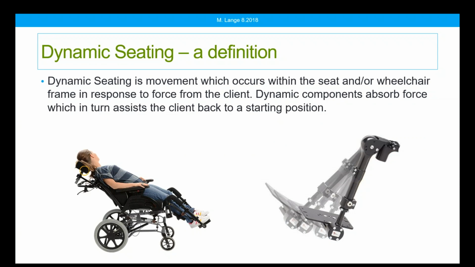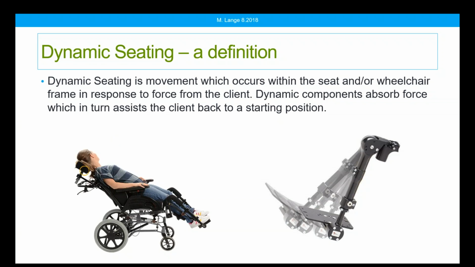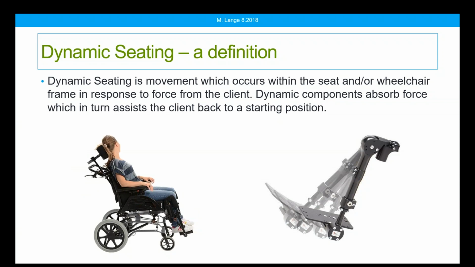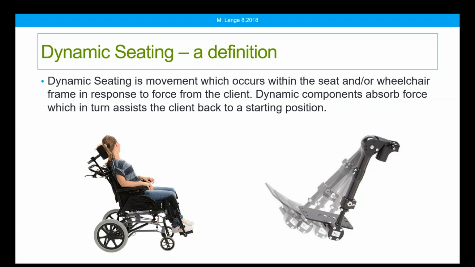So just what is dynamic seating? Depending on where you look for that answer, you might see a variety of different definitions. Dynamic seating can be used in a number of different ways. But for the purposes of this webinar and the area of technology we're focusing on, we're going to use this definition here. Dynamic seating is movement which occurs within the seat and/or the wheelchair frame in response to forces from the client. The dynamic components move, and as they move, they're absorbing forces from the client. Those forces then in turn assist the client back up to their starting position. That's a very important part.